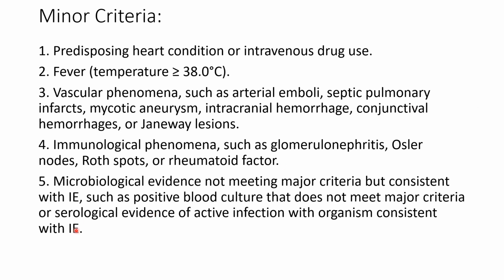Fifth point is microbiological evidence not meeting the major criteria. Okay, but consistent with infective endocarditis. See, all the signs of infective endocarditis are there, but your blood samples, maybe one sample is positive, but the next one you give after 12 hours might come negative. Or the patient can present with serological evidence of active infection with organisms consistent with infective endocarditis. Sometimes the serological evidence may be positive for some infection.